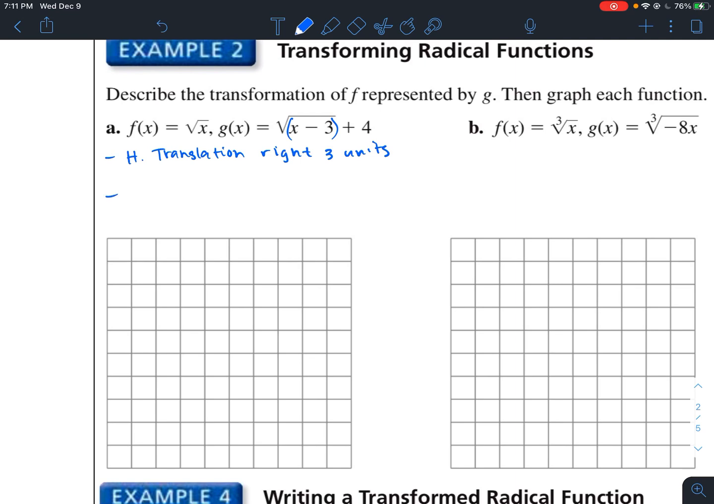Okay, and then we are adding 4, but that is outside of the square root, so it's not part of the radical. So if that's the case, that's going to be a vertical translation, but this time it will be up 4 units.